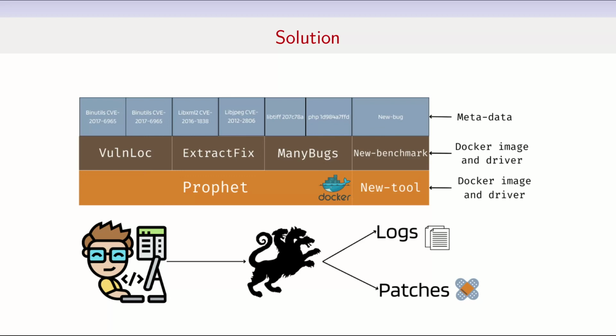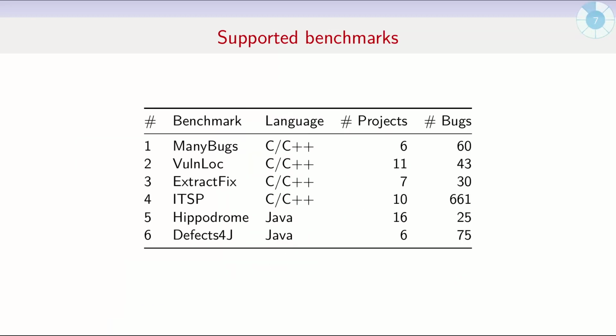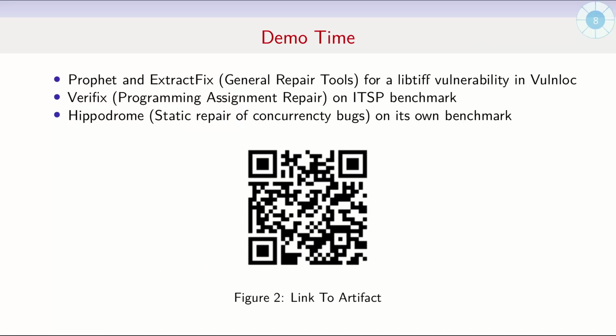Now, having all of this said, we'd like to mention that Cerberus has a lot of tools supported with various different types of benchmarks, and we will show this in a demo. In the demo, I will present to you Profit and Extract Fix, which are tools that repair vulnerabilities in C programs. Verifix, which repairs programming assignments. And Hippodrome, a tool for statically repairing concurrency bugs in Java programs. We will use this on an Apache Tomcat vulnerability.